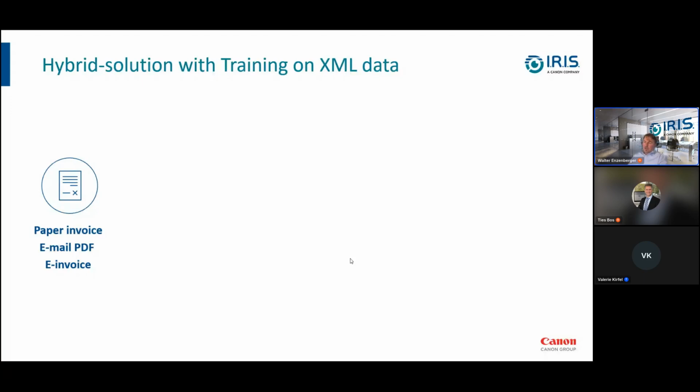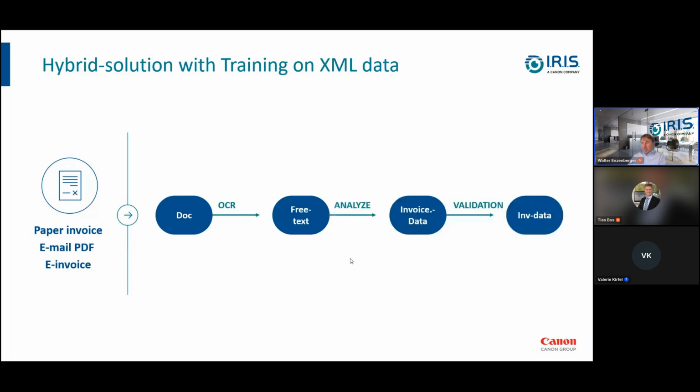In general, we don't care if it's a paper invoice, an email PDF, or a PDF coming in another way into the system, or an e-invoice. All we are doing is taking the document, normally we OCR it and generate a free text. That's the standard way we have done in the past. We analyze it to get the invoice data, then it's about the validation, and then the invoice data.